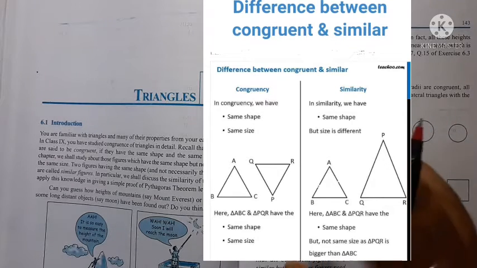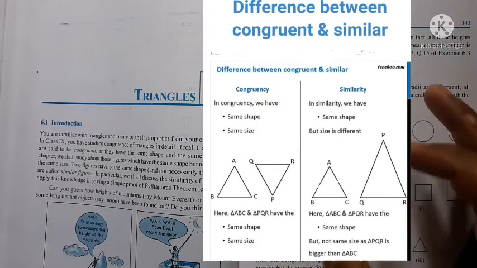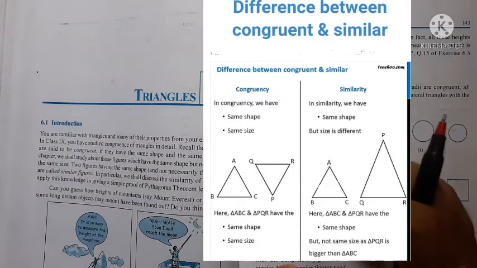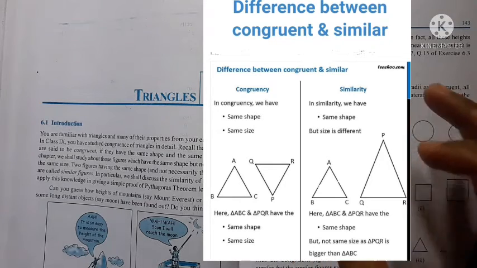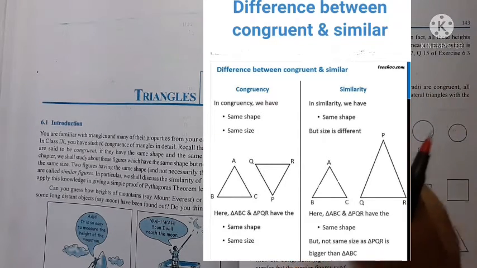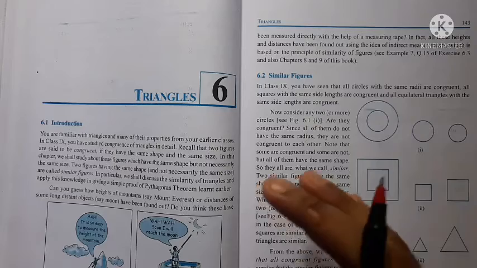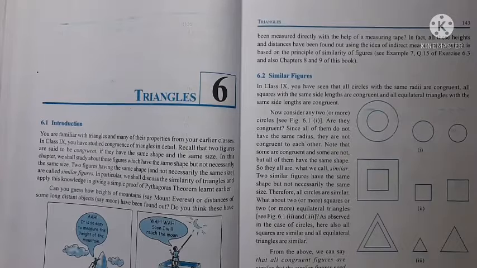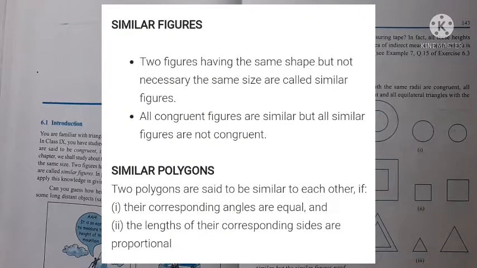If any two figures are given, to be similar the figures must be of the same shape. It is not necessary that they be of the same size, but the shape must be the same. If the shape is the same, we can term any two given figures as similar. On the other hand, to be congruent, the two given figures must be of the same shape and the same size.